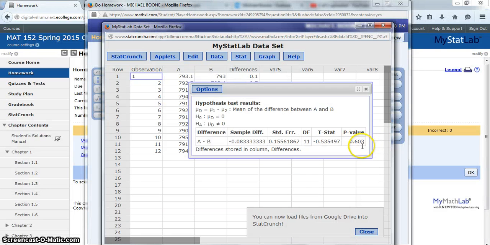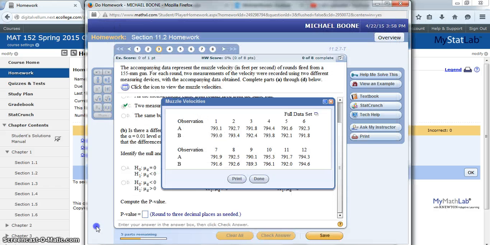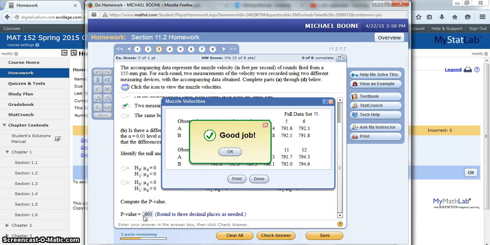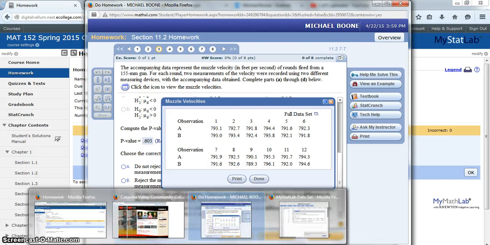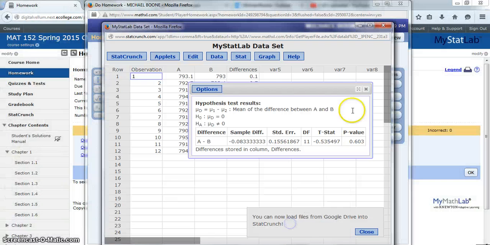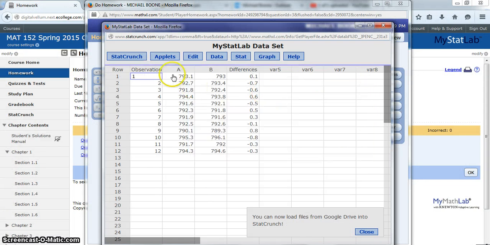The p-value is 0.603. So if I go back to here, my p-value is 0.603, right? So let's also look at the table again, just to see what we're doing. The mean difference is 0. The difference between this one is 0.1. The difference between this one and this one is negative 0.7.